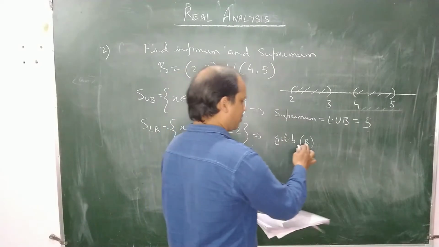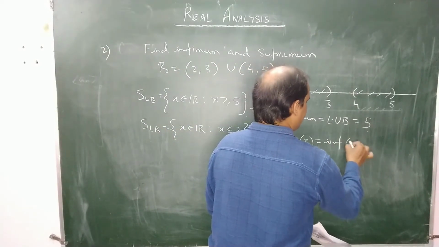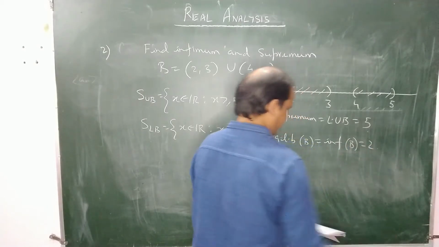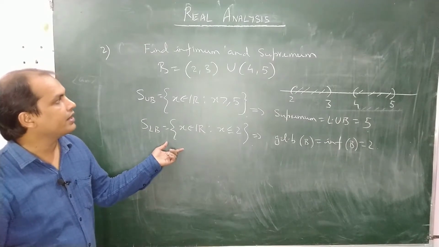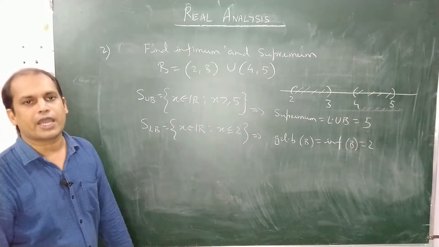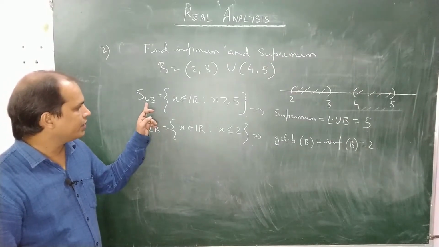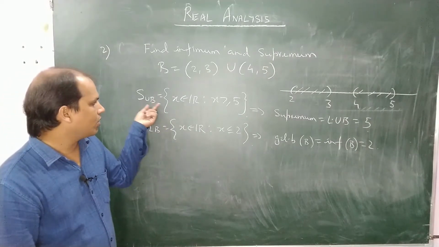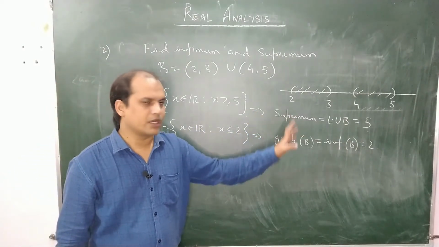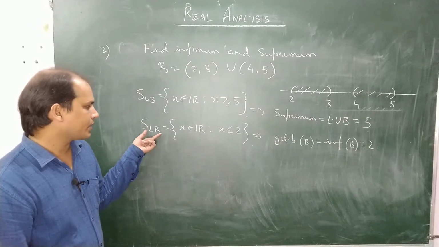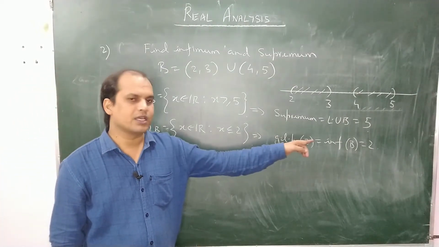So the greatest lower bound of this set B, the infimum of the set B, is equal to 2. This is another example to explain how to find infimum and supremum. The key idea is that for the supremum, one needs to first write all its upper bounds, and from those upper bounds choose the least one. And from the set of all lower bounds, the greatest one is called its infimum.